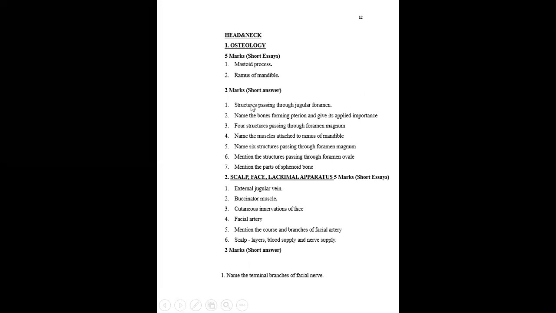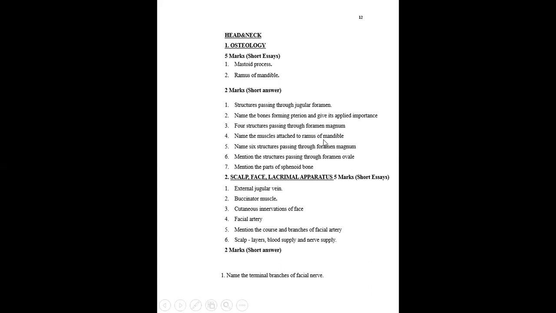Coming to 2 markers, structures passing through jugular foramen. Now, similar question, like structures passing through foramen ovale. That also can be asked. Name the bones forming pterion and give its applied importance. 4 structures passing through foramen magnum. So this is another question regarding the foramen. Now structures passing through superior orbital fissure, that also can be asked here.